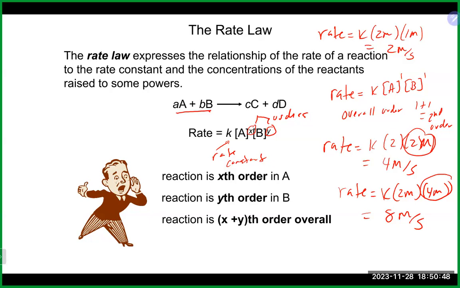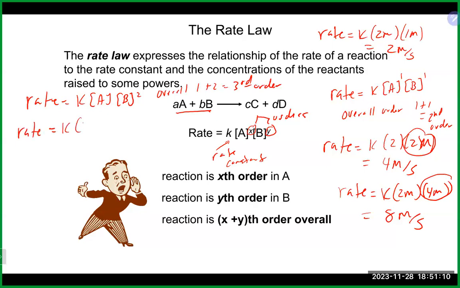Now, let's say we had a different rate law where the rate is equal to k times A and B to the second. This would mean that the overall reaction here would be 1 plus 2, which is a third order reaction. Now, let's say I started this reaction with the exact same concentrations I had on the other one, 2 molar of each. Now I have a rate that is 2 times 2 squared. 4 times 2 is actually 8 molar per second.